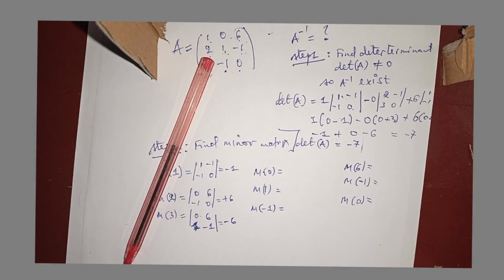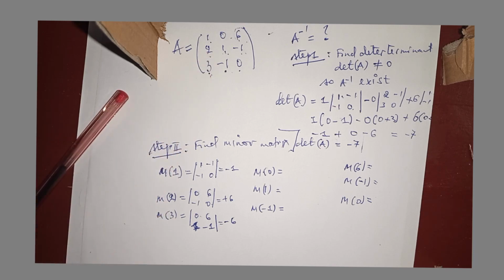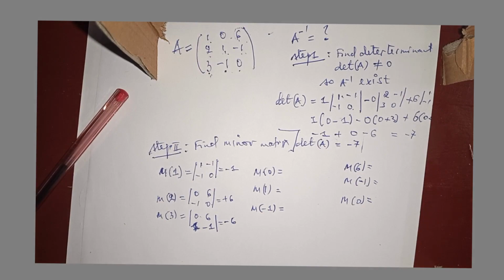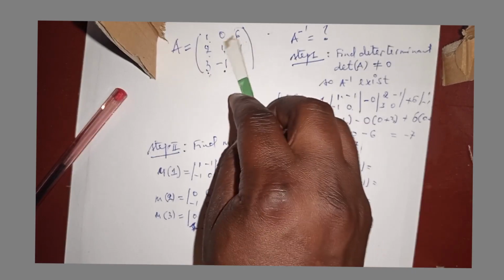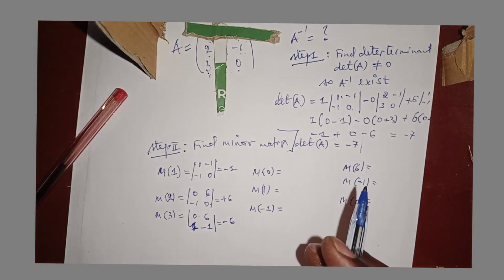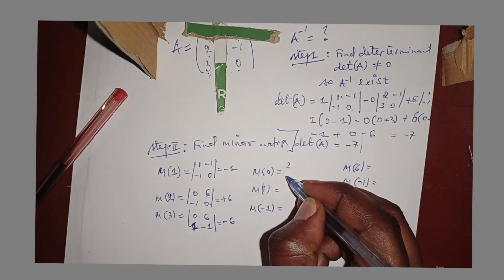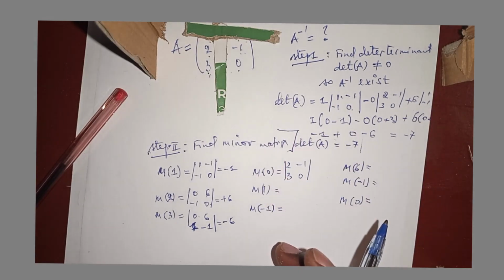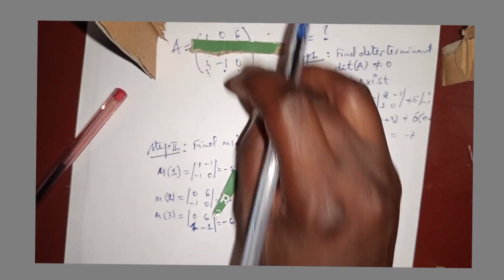Sometimes you can also use some papers so that you don't make an error. Let's use some papers. Oh, this one is too large. Just use a small one. You can use the papers. You close a 0, and then you close the row and the column. Then you read the remaining. That is for minor 0: you get a 2, then here is the 3, negative 1 and 0. About minus 1, close the row and the column.